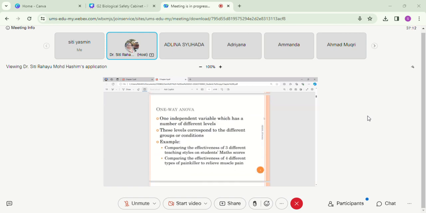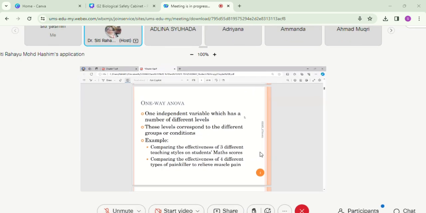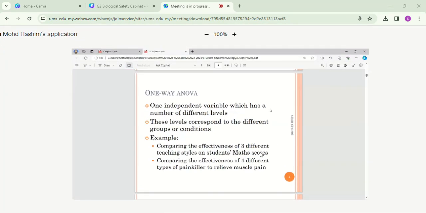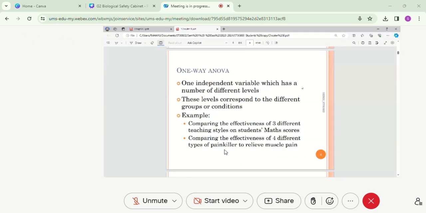So now let's have a look at one way ANOVA first. As I mentioned just now, one way ANOVA is used when we want to compare a few samples. A few samples means that you need to have 2 or more. Some people say, hey, why did you use ANOVA for 2 samples? We can. It's just that in normal practice, we choose ANOVA when we have more than 2 samples.